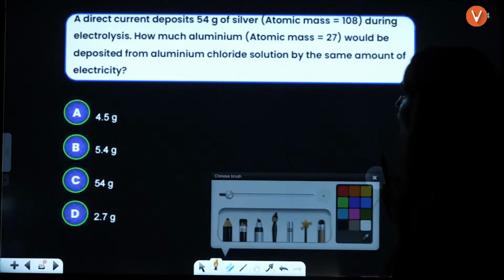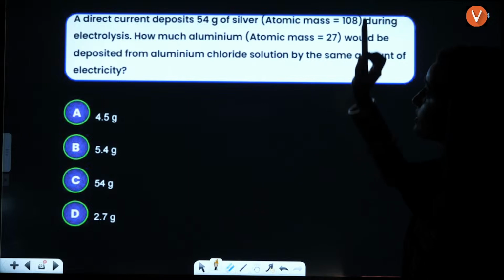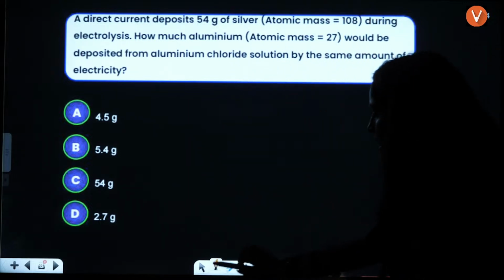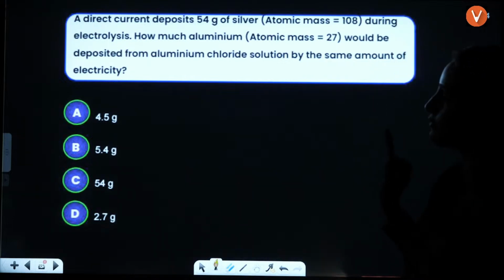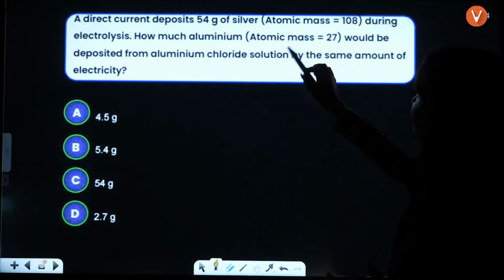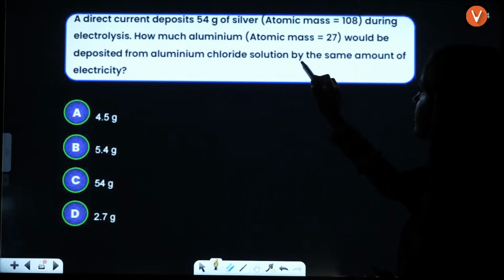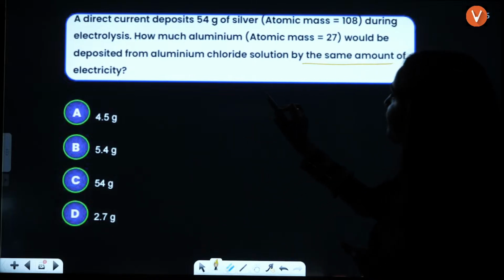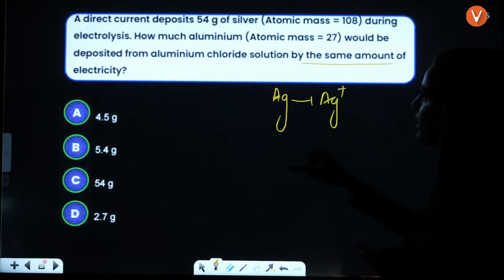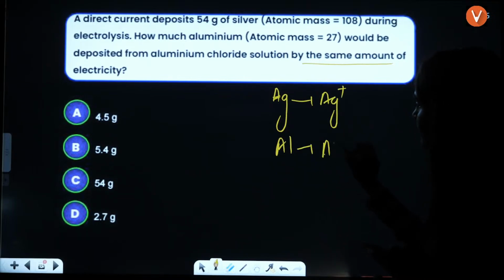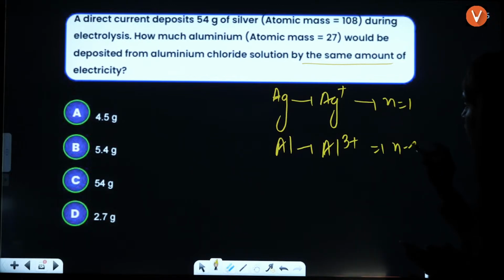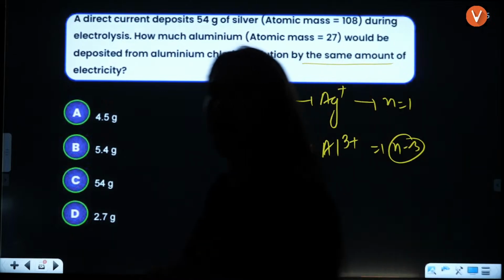Next, we have: a direct current deposits 54 gram of silver during electrolysis. How much aluminium would be deposited from aluminium chloride solution by the same amount? See, silver means Ag, that exists as Ag positive. Aluminium exists as Al3 positive. Here valency is 1, here valency is 3. So what will be the answer?